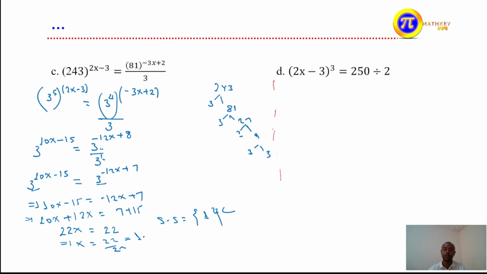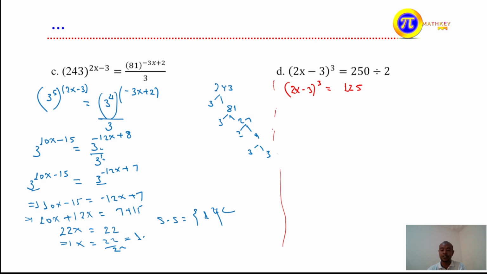Similarly, we consider this one in a similar way. Here we have 2x minus 3, the power of 3 is equal to 250 divided by 2. How to solve this one? That means 2x minus 3, the power of 3 is equal to 250 divided by 2, that is 125.